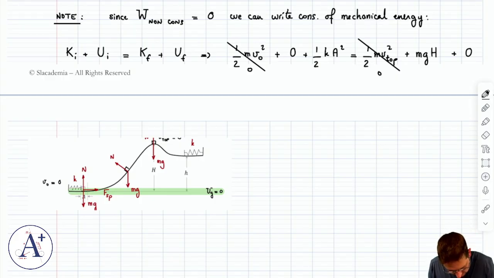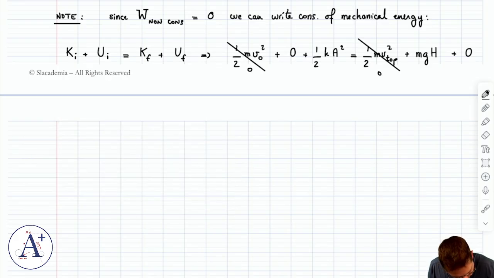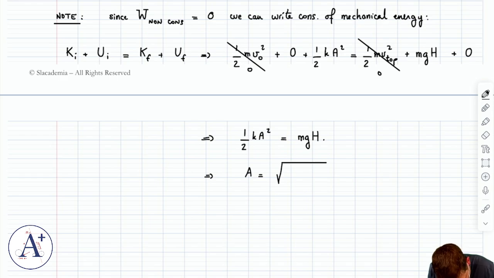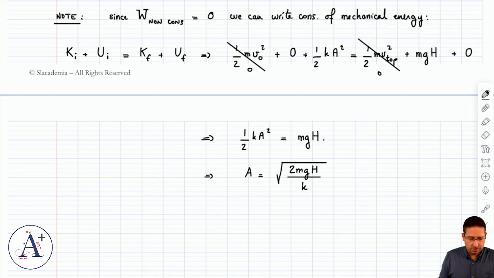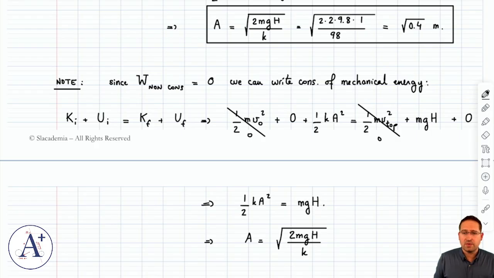And so you get, probably unsurprisingly, 1/2 k A squared is equal to mgh, which of course leads to A is the square root of 2 mgh over k. Okay, which is the same answer that we found here.